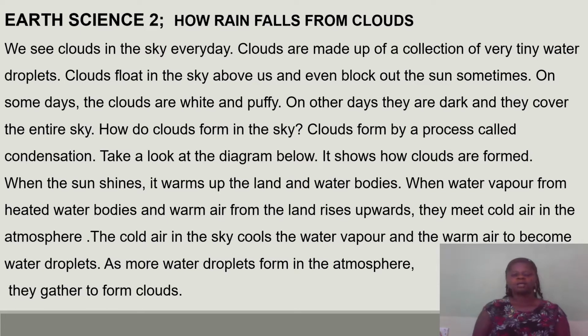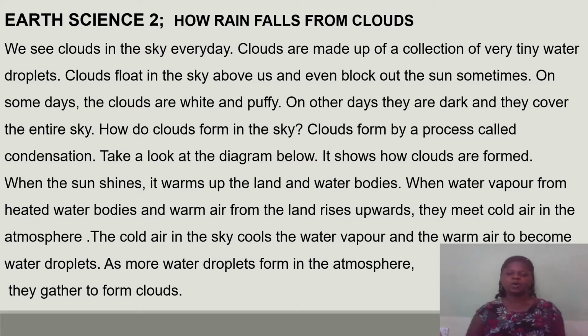Okay, so every day we see clouds in the sky. These clouds that we see in the sky are made up of a collection of very tiny water droplets. They float in the sky above us and even block out the sun sometimes. On some days, the clouds are white and puffy, and other days they are dark and they cover the entire sky. Now, how do clouds form? They are formed by a process called condensation.